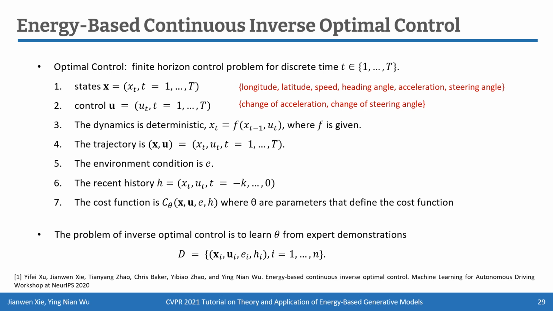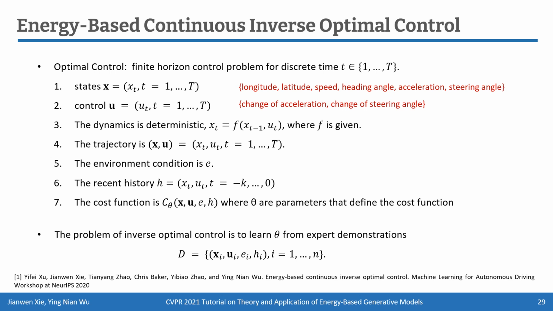Let x_t be the state at time t. The state might include longitude, latitude, speed, heading angle, acceleration, and steering angle. Let u_t be the continuous control or action at time t. The control might include the change of acceleration and the change of steering angle.